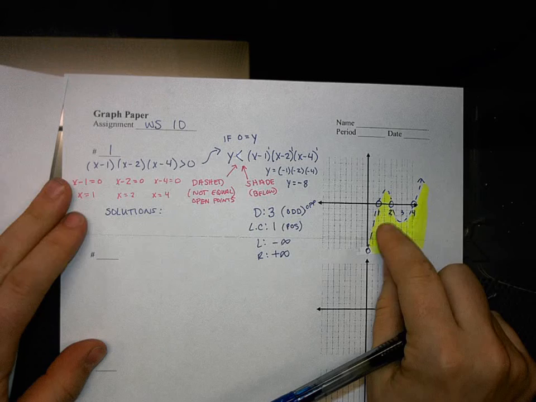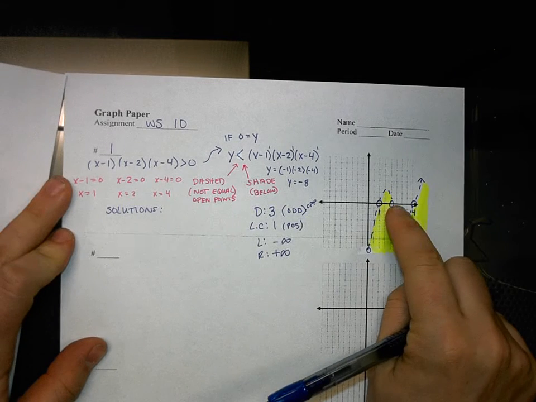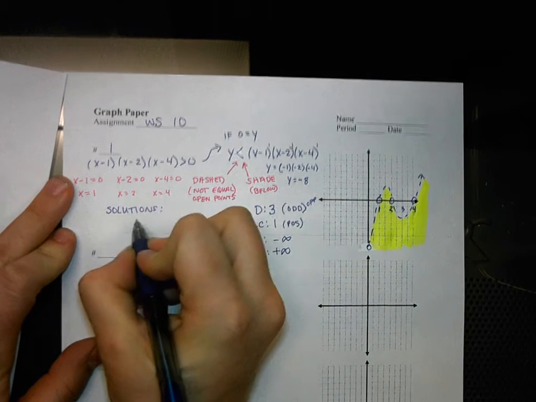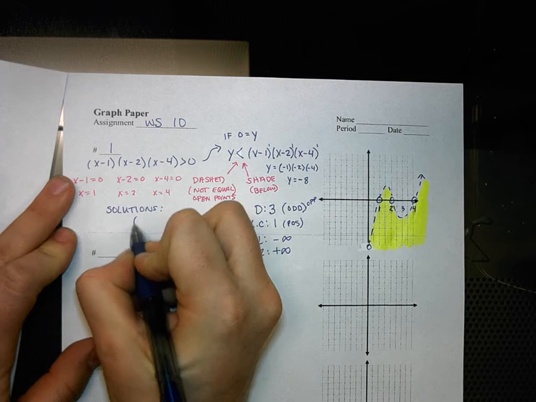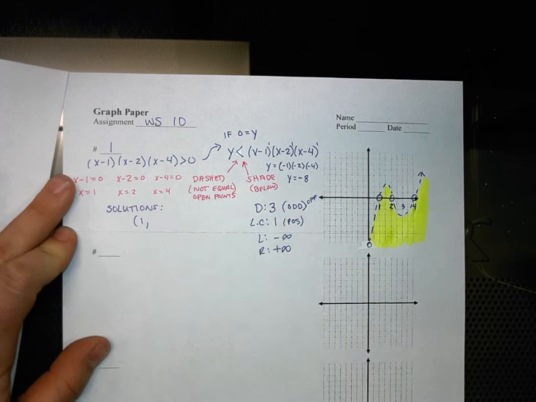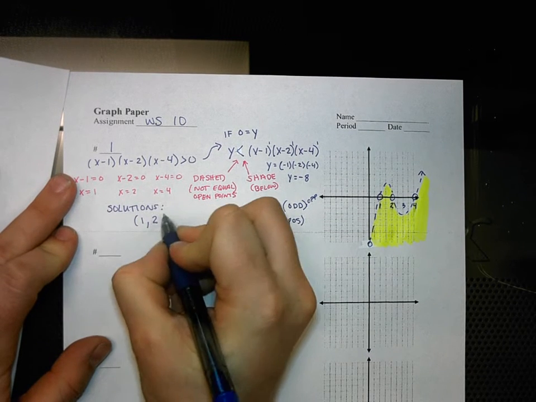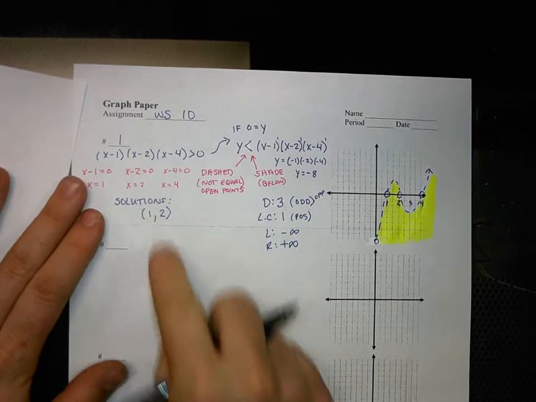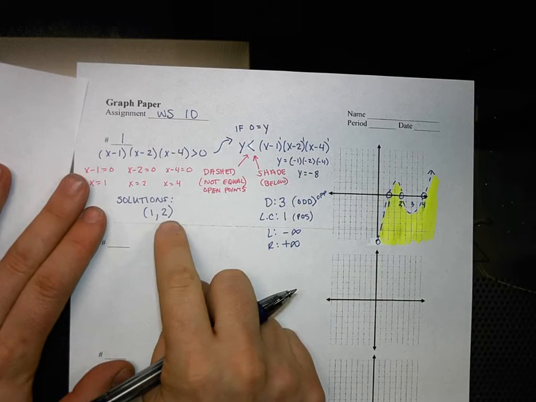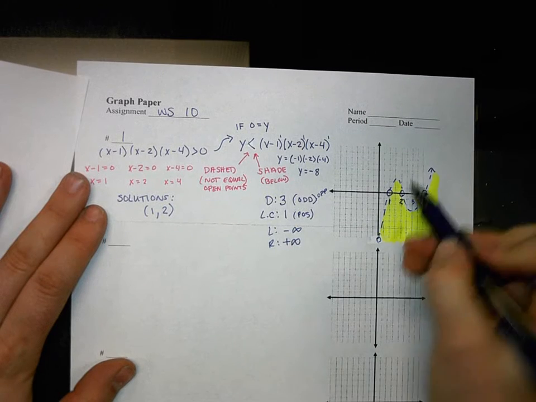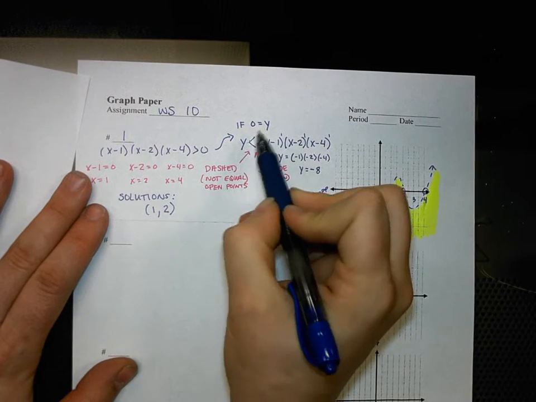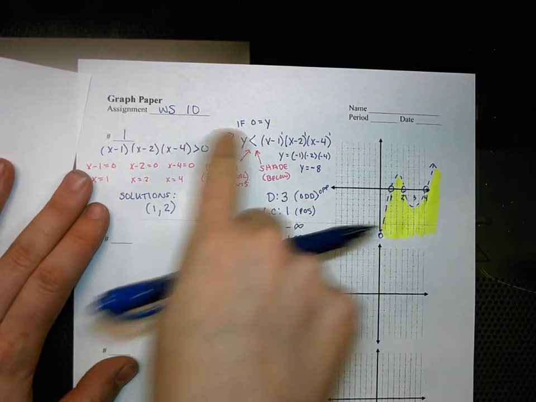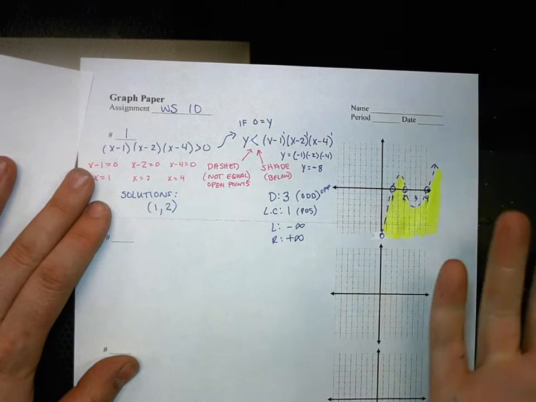How do I show all of the numbers between 1 and 2 are solutions in interval notation? Parentheses, 1, comma, 2, parentheses. Why am I using parentheses here? Good, they're open points. It's a dashed line. You can say it's less than, it's not equal to. All of those are correct answers because they all come from the same information.